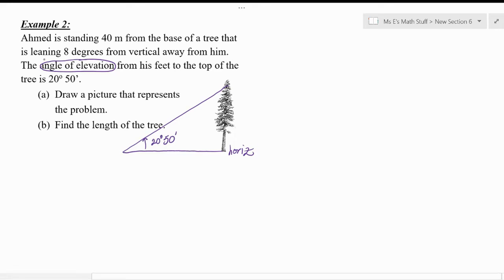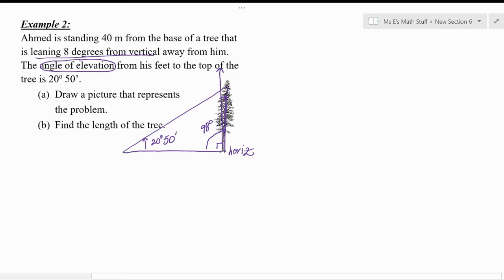And then they said that the tree was leaning 8 degrees from vertical away from Ahmed. And so if this is perfectly vertical, this little angle right here, which is hard to see, sorry about that, that would be 8 degrees. So if this is 90, then this whole angle would be 98 degrees between the ground and the tree. That's your 98-degree angle right there.